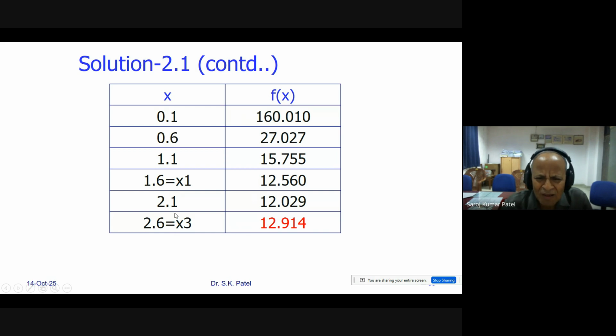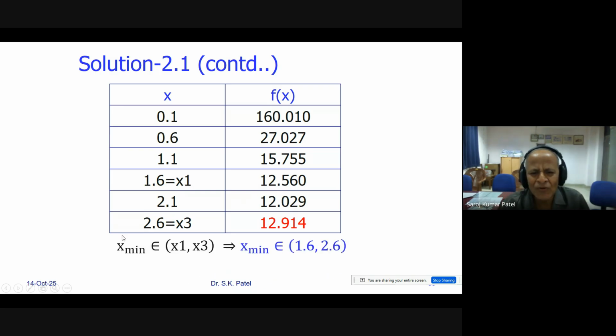So now the last three consecutive points are what? 1.6, 2.1 and 2.6. So this 2.6 is x3 and 1.6 is x1. So we'll write down that the minimum point, x minimum, will lie from x1 to x3, that is 1.6 to 2.6. This is the answer of this problem using the exhaustive search method.